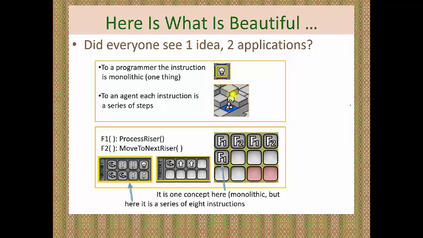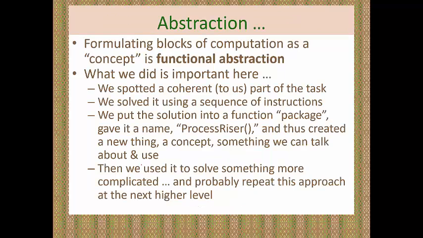So did you see the idea? And I've got, how beautiful is that? To the programmer, the instruction is monolithic. To the agent, we have a series of steps. And it is one concept here, F1, but actually F1 is actually going to be 8 instructions. So functional abstraction is formulating blocks of computation and then giving it a name. So the programmer, after they formulated that block, just needs to think of that name instead of the individual tasks within there.